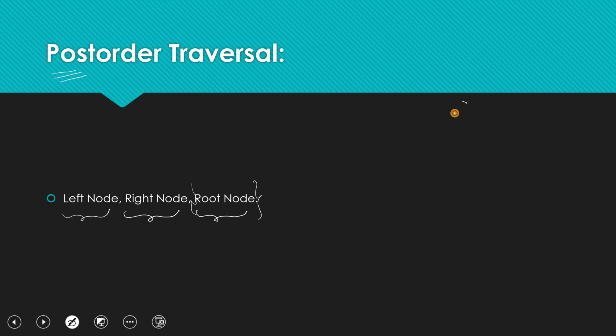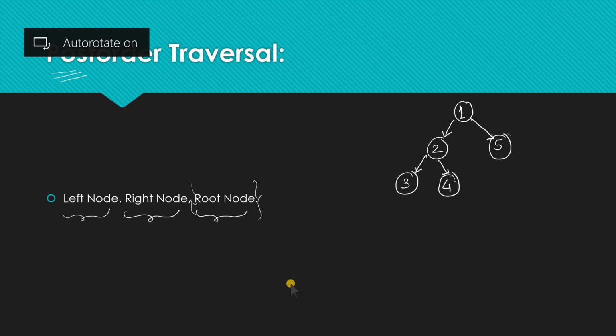Okay, so let's draw one binary tree here. So in the post-order traversal, what we have to do, first we have to explore the left node, then we have to explore the right node, and then we have to explore the value of the node. Let me change the pointer.